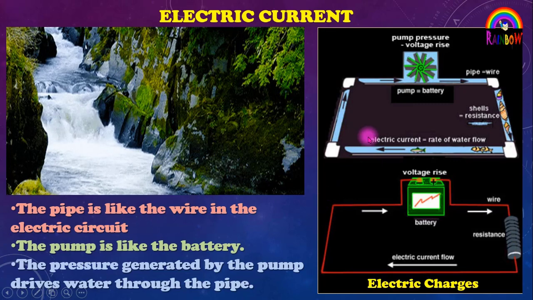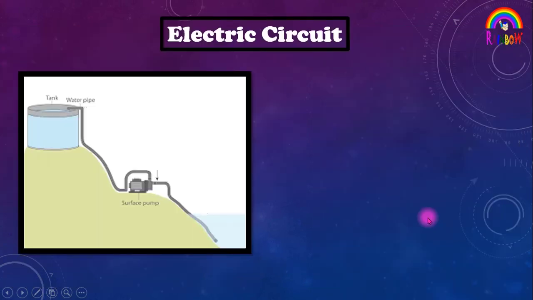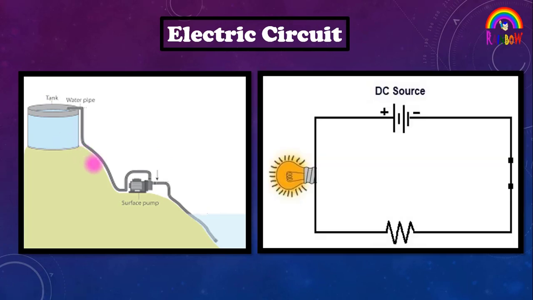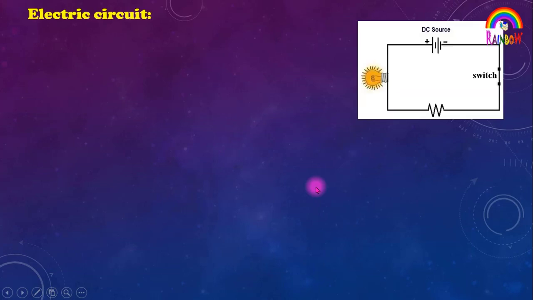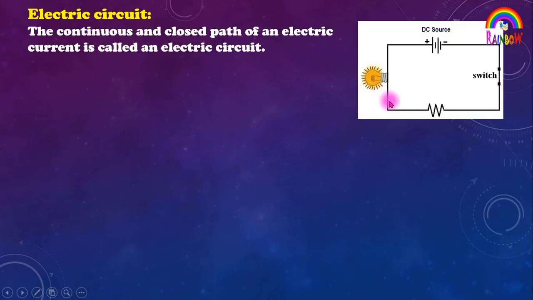The pipe is like the wire in the electric circuit. The pump is like the battery. See, water flows through the pipe and fills the tank only when pump and pipes are connected. In the same manner, electric charges flow through the circuit and makes the bulb glow only when battery, conductor and the bulb are connected. This continuous and closed path of an electric current is called an electric circuit.